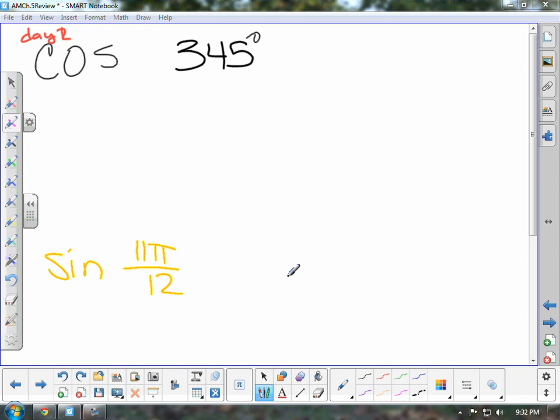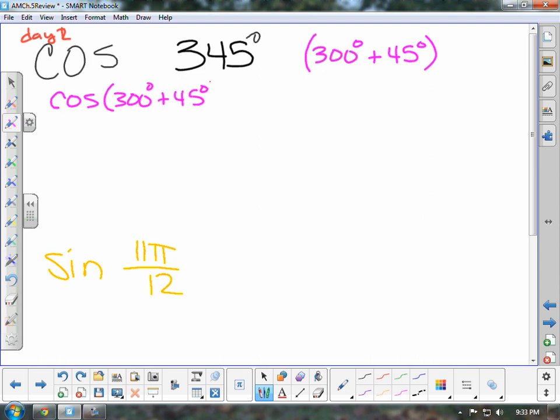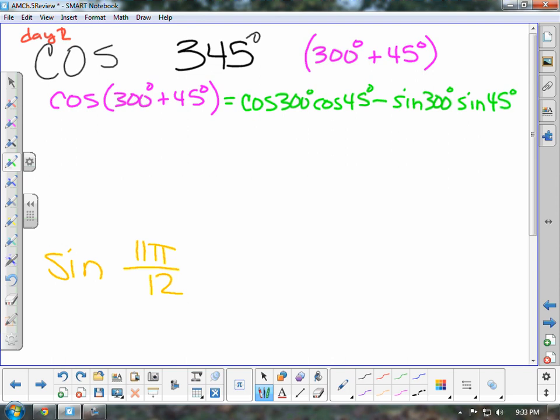So with this first one for 345 degrees, I believe the easiest way to get there would be to say that that is the same as 300 degrees plus 45 degrees. And so we would write cosine of 300 degrees plus 45 degrees. Then from our trigonometric identity sheet, we know that the cosine of 300 plus 45 degrees would be the same as saying cosine of 300 degrees, cosine of 45 degrees, minus sine of 300 degrees, sine of 45 degrees.